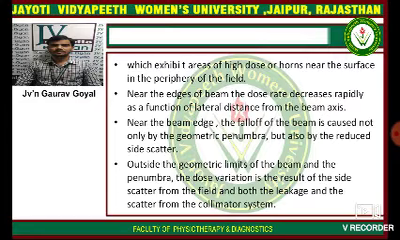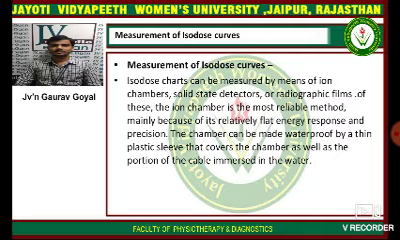Near the edges of the beam, the dose rate decreases rapidly as a function of the lateral distance from the beam axis. Near the beam edge, the fall off of the beam is caused not only by the geometrical penumbra but also by the reduced side scatter. Outside the geometrical limits of the beam and the penumbra, the dose variation is the result of the side scatter from the field and both the leakage and the scatter from the collimator system.